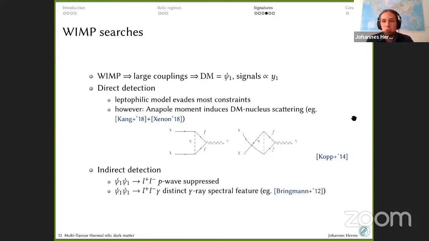And then, especially in this leptophilic model, the indirect detection signal, the naive one that you would expect, annihilation into just leptons, is p-wave suppressed, so that the dominant detection channel would be an internal Bremsstrahlung process, which has a distinct gamma ray spectral feature that would be a very specific sign for this kind of dark matter. So all of these depend on the coupling Y1.